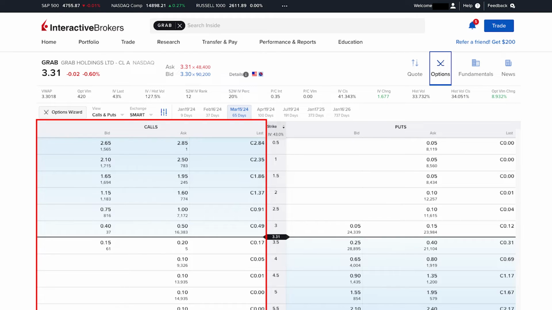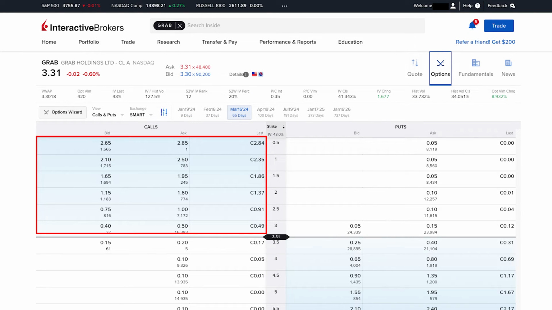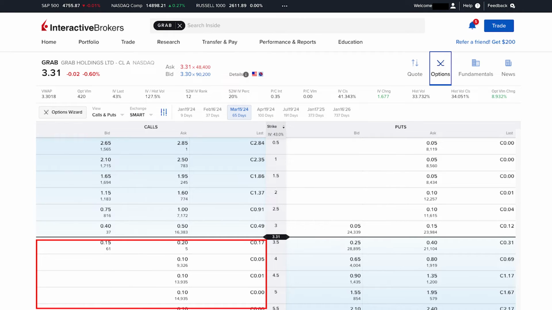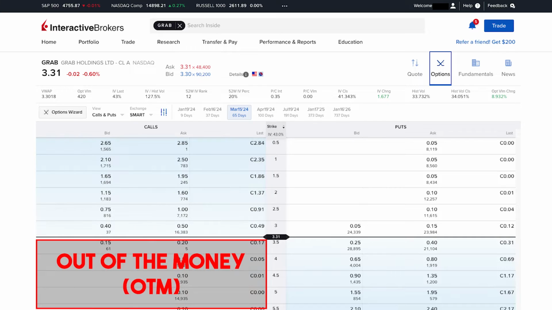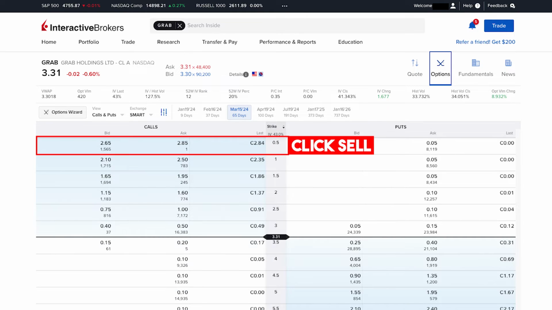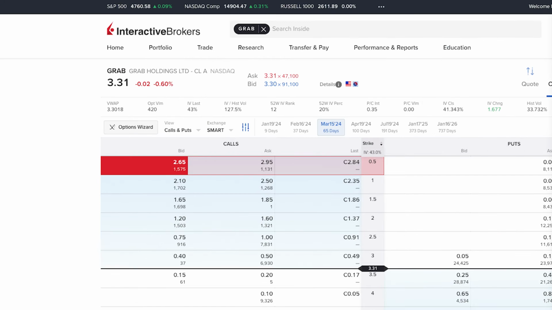So in the call section, above the strike price, you see the colors are darker shades of blue. This means the call options are in the money. The colors in a lighter shade of blue mean the options are out of the money. In short, in the money is ITM and out of the money is OTM. For this example, we're going to click this strike price, and at this date, we're going to sell the covered call at this strike price on this expiration date.